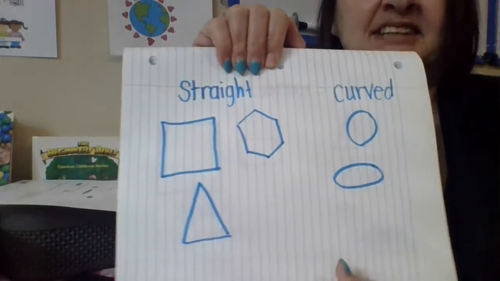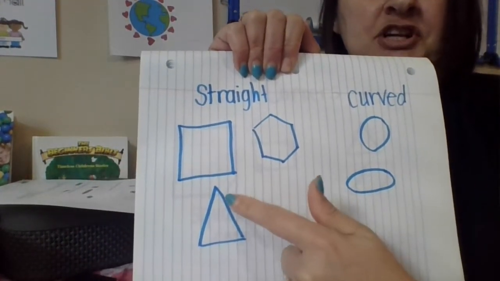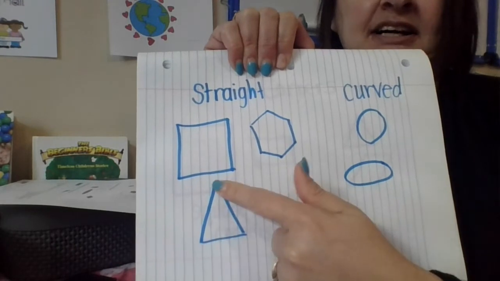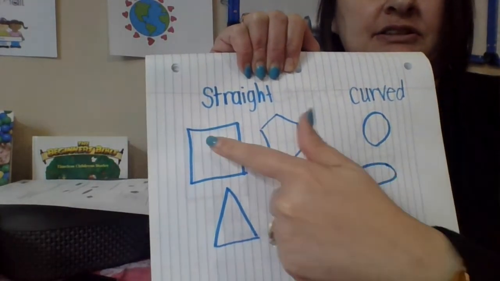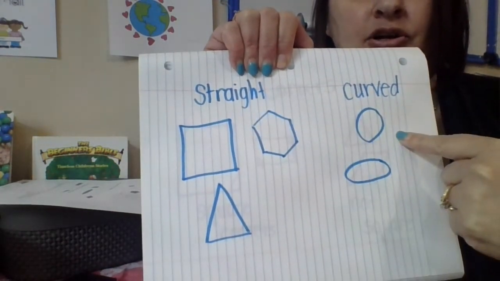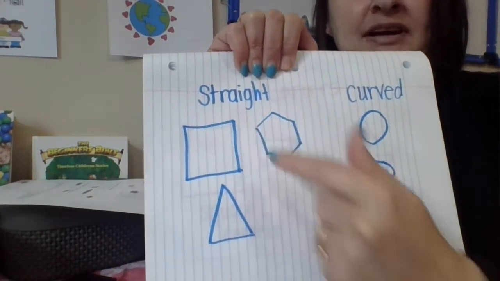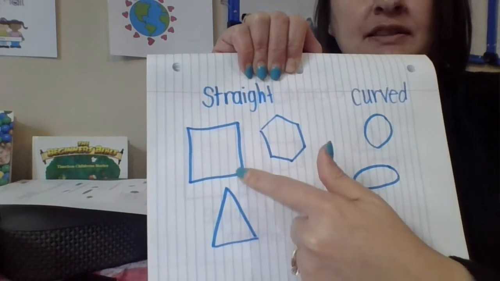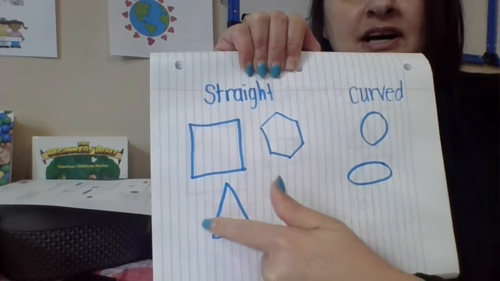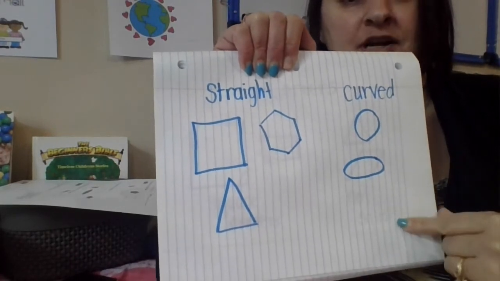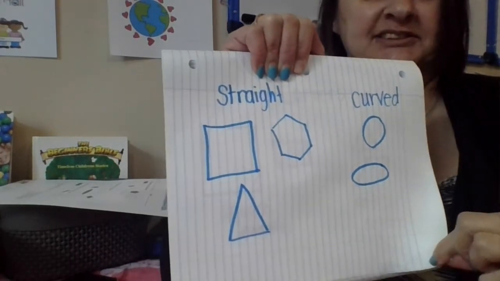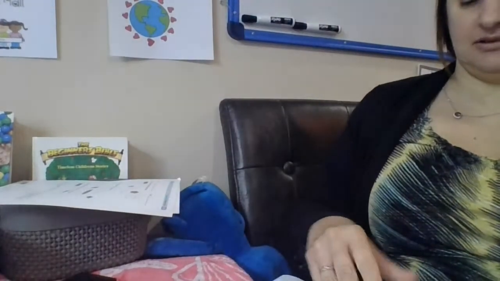Now we're looking at the sides of shapes. Shapes can have straight sides or curved sides. Straight, curved. Now mine's not so straight right there, but close enough. They have straight lines. Draw a shape in the air with straight lines, then draw a shape in the air with curved lines. Do it with me. Here's straight, curved.